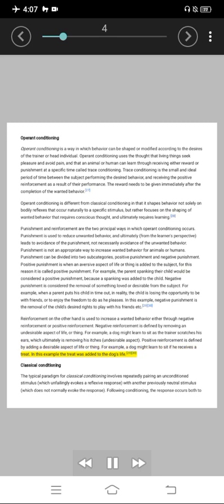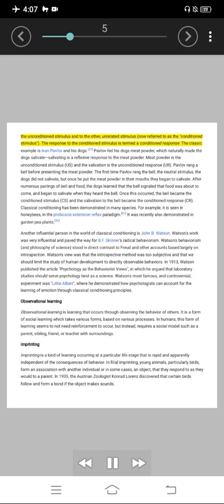Classical conditioning. The typical paradigm for classical conditioning involves repeatedly pairing an unconditioned stimulus, which unfailingly evokes a reflexive response, with another previously neutral stimulus, which does not normally evoke a response. Following conditioning, the response occurs both to the unconditioned stimulus and to the other, unrelated stimulus, now referred to as a conditioned stimulus. The response to the conditioned stimulus is termed a conditioned response.